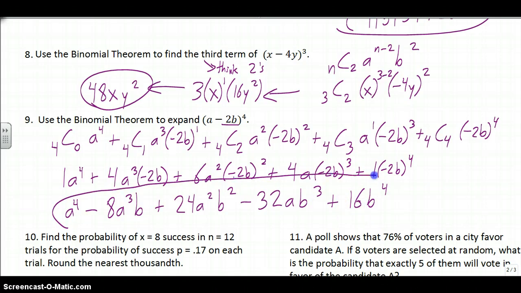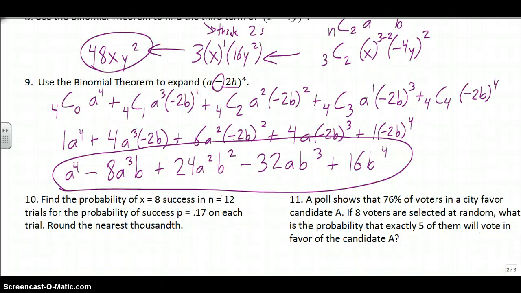There's your final answer. You will notice, it's because this was minus, starting with the positive term, every other term alternates signs. Okay, so be careful of that.